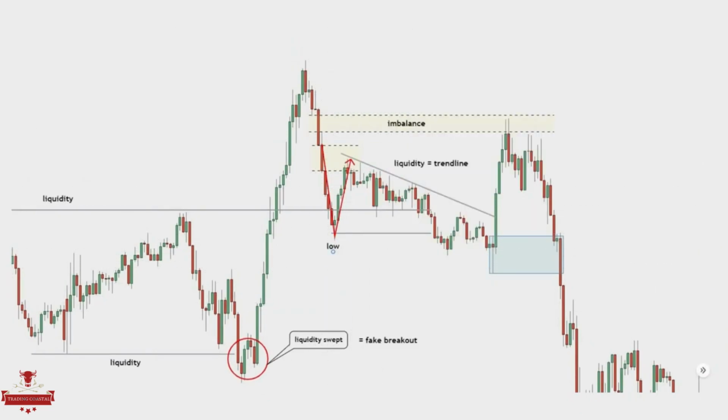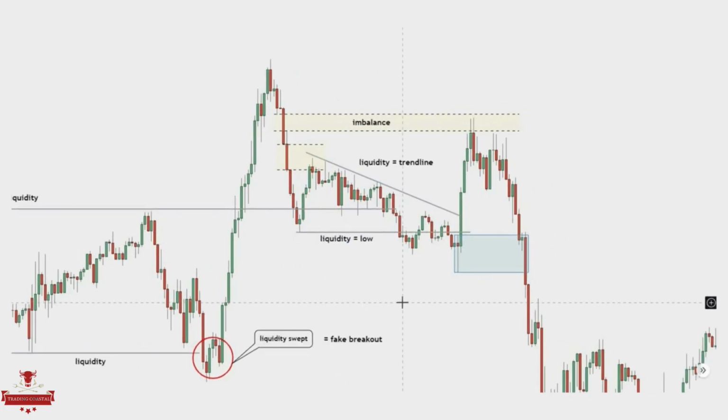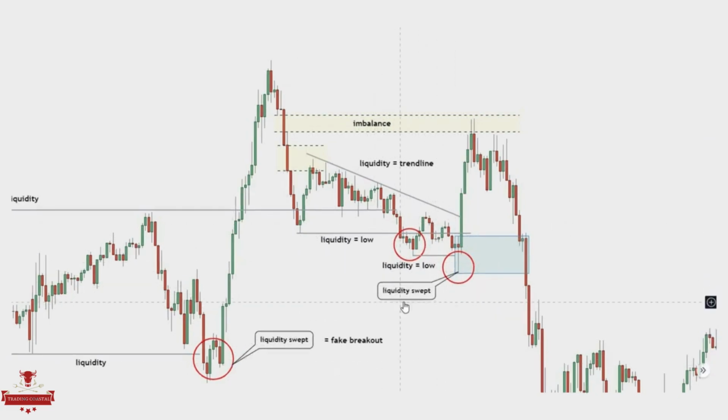We have here another example of liquidity. The low that has been created at the support zone is a liquidity level 2. It's the second type in the illustration that we made at the beginning of this video. We have a liquidity swept, followed by another liquidity low, and liquidity swept again.